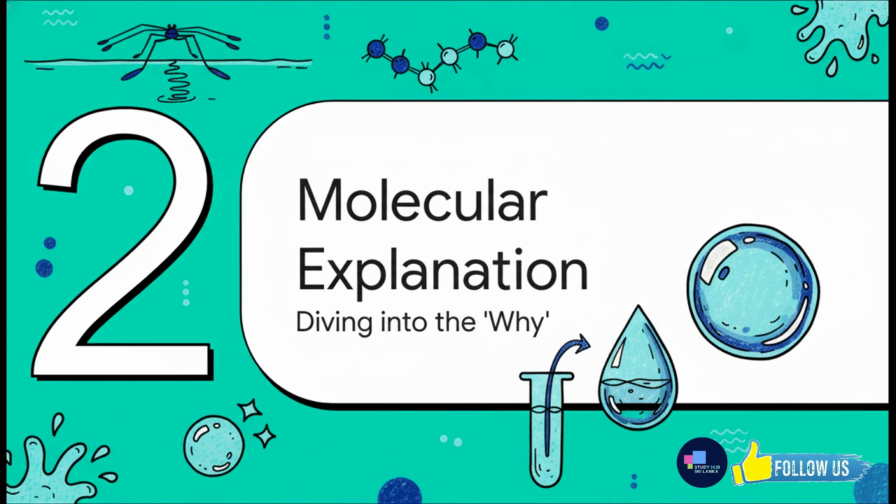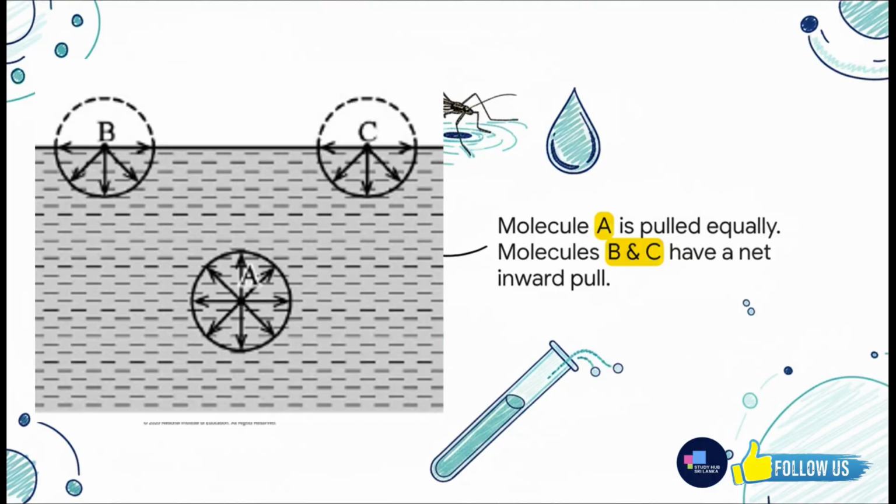Well, to understand that, we need to dive deep down to the molecular level and look at the forces between the molecules themselves. Okay, take a look at this diagram. See molecule A, it's deep inside the liquid. It's being pulled equally in every single direction by all of its neighbors. The forces are balanced. But now, look at molecules B and C. They're on the surface. They don't have any molecules above them pulling up, right? So the result is a net, unbalanced pull downwards back into the liquid.